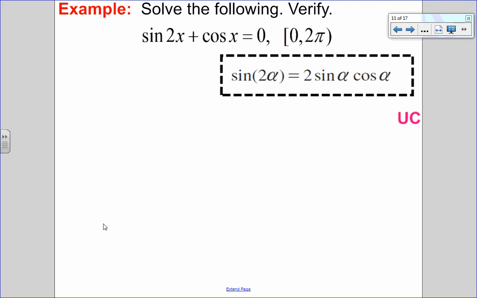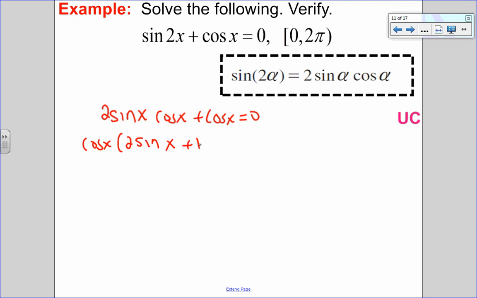So let's look at this one here. Solve the following: sine of 2x plus cos of x equals 0 between 0 and up to but not including 2 pi. So you can see I have the formula there for sine of 2x, so let's write that out. So I've got 2 sine x cos x plus cos x equals 0. So I'm going to factor out a cos x, and then set each factor equal to 0. So cos x equals 0, or 2 sine x plus 1 equals 0. And subtracting 1, dividing by 2, I get sine x equals negative a half.